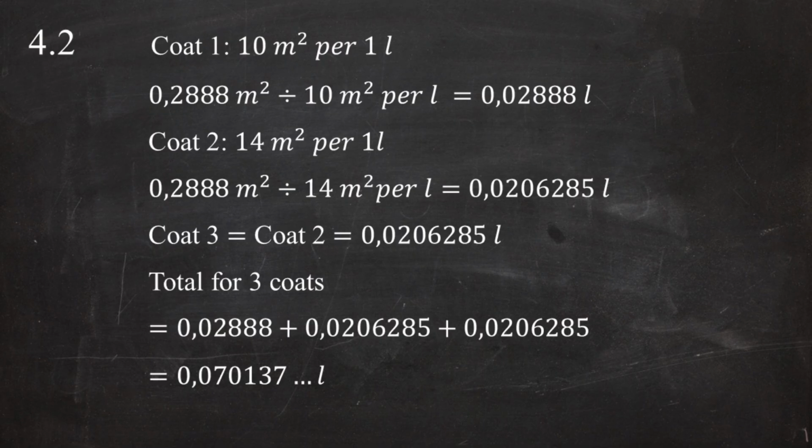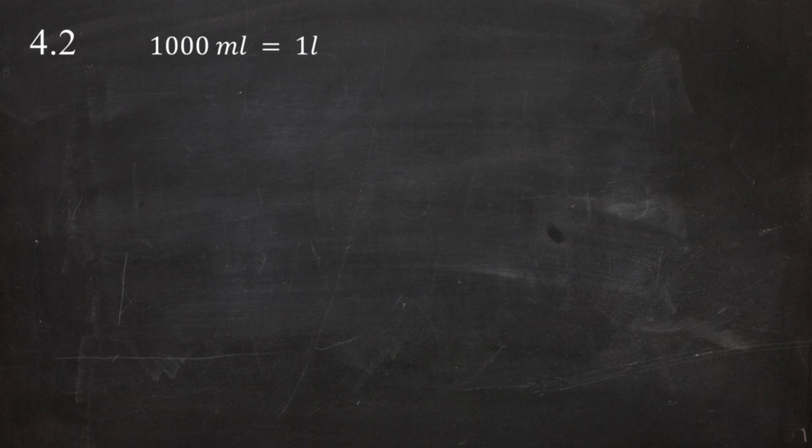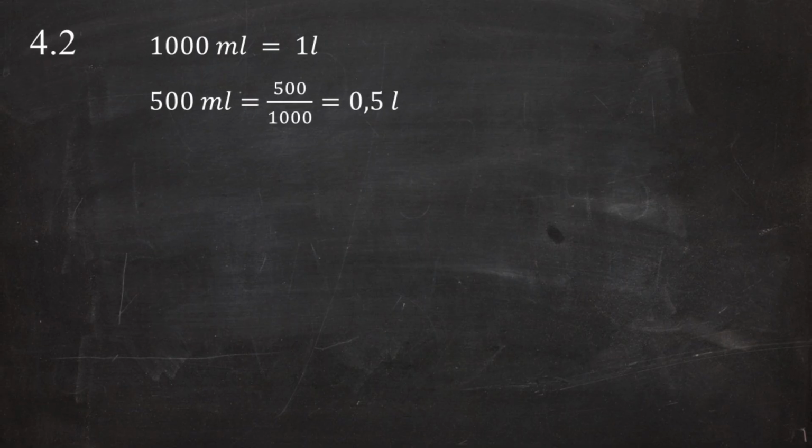0,070137 liters. Now considering that Itumeleng has a 500 milliliter tin of paint, in order to calculate how many birdhouses he can paint with this amount of paint, we first have to convert 500 milliliters to liters. We know that there are 1000 milliliters in 1 liter, so 500 milliliters equals 500 divided by 1000 milliliters in 1 liter, which equals 0,5 liters. So therefore 500 milliliters of paint equals 0,5 liters.